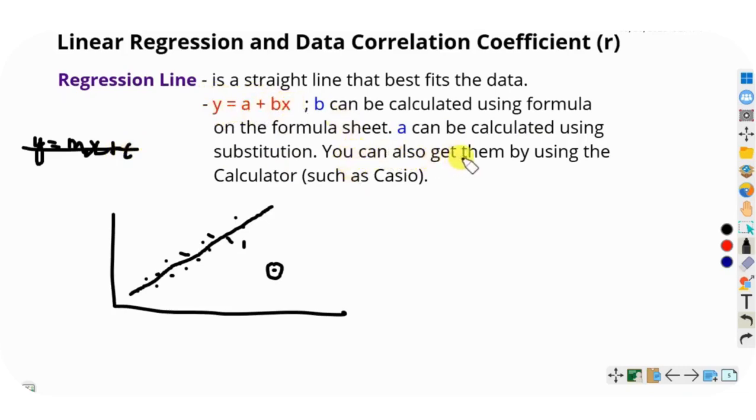Or you can also get these values a and b by using the calculator, if you know how to get them on the calculator, such as a Casio calculator. Most Casio calculators will help you find the equation of the linear regression, the value of a and the value of b. Then you can find the equation. Okay, so that is the linear regression line, the regression line.